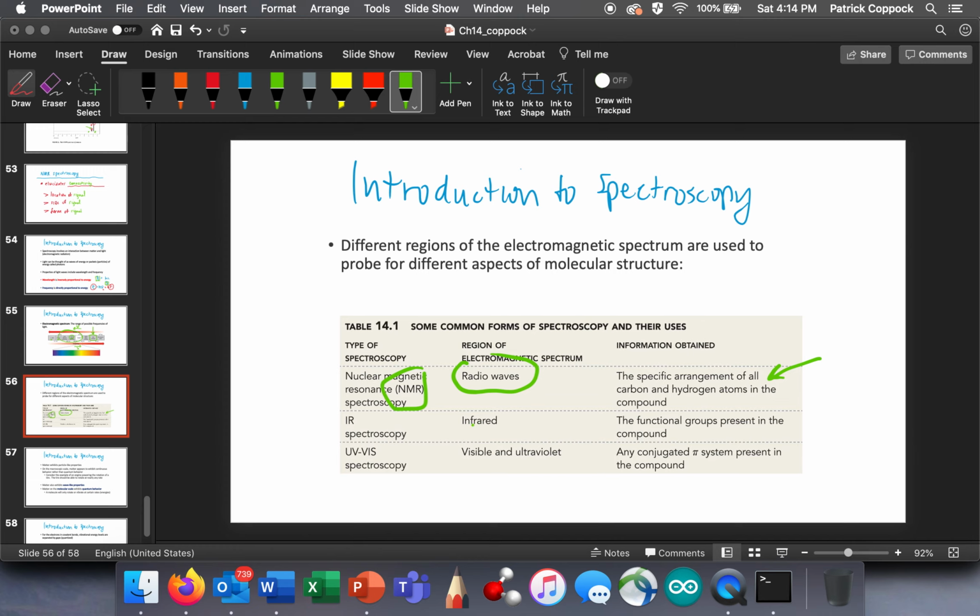That's for NMR. IR tells us functional groups present. Remember I told you we were going to call it that? We'll describe IR in more detail in a few minutes. And UV spectroscopy talks about any conjugated pi systems. Conjugated means like two double bonds that are neighbors, not right next to each other, but off by one. This kind of arrangement in a compound would absorb in the UV-vis range.